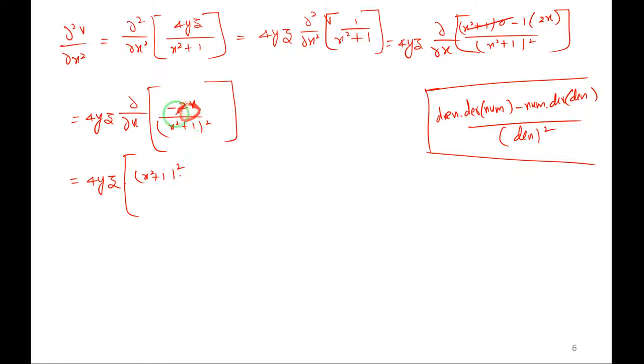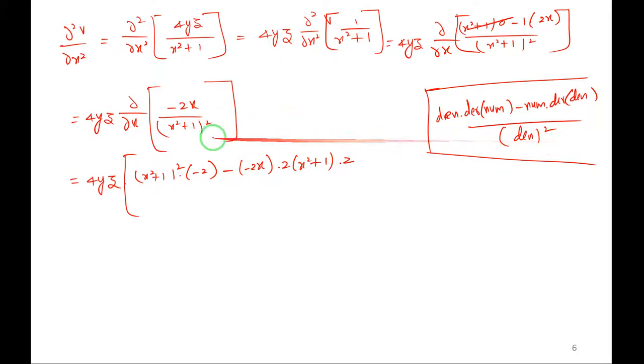Denominator times derivative of numerator. So the derivative of the numerator I will get as minus 2. Minus numerator: the numerator is minus 2x into the derivative of the denominator. So the derivative of x to the power of n is nx to the power of n minus 1. But this is not x, so I'll be getting 2x. I hope this is correct. If any mistakes are there, please let me know, right?